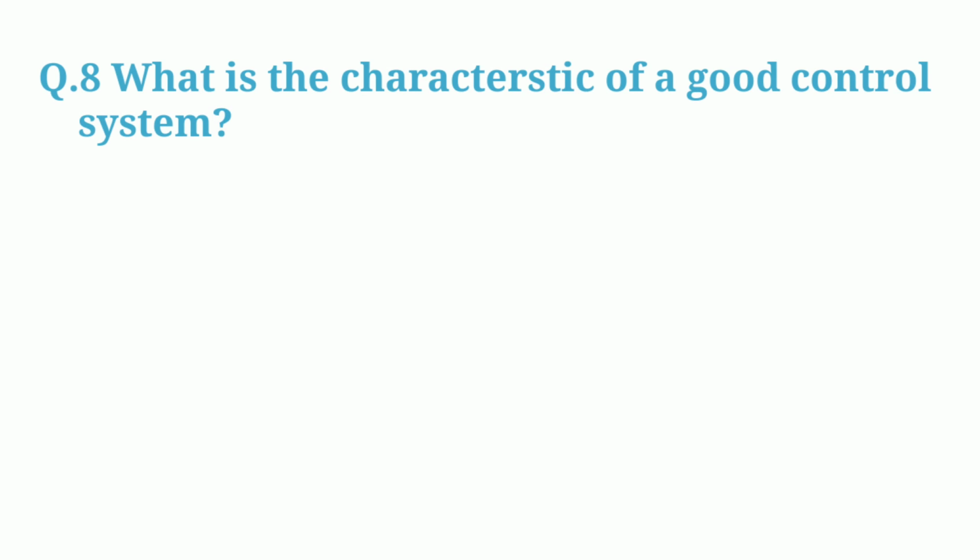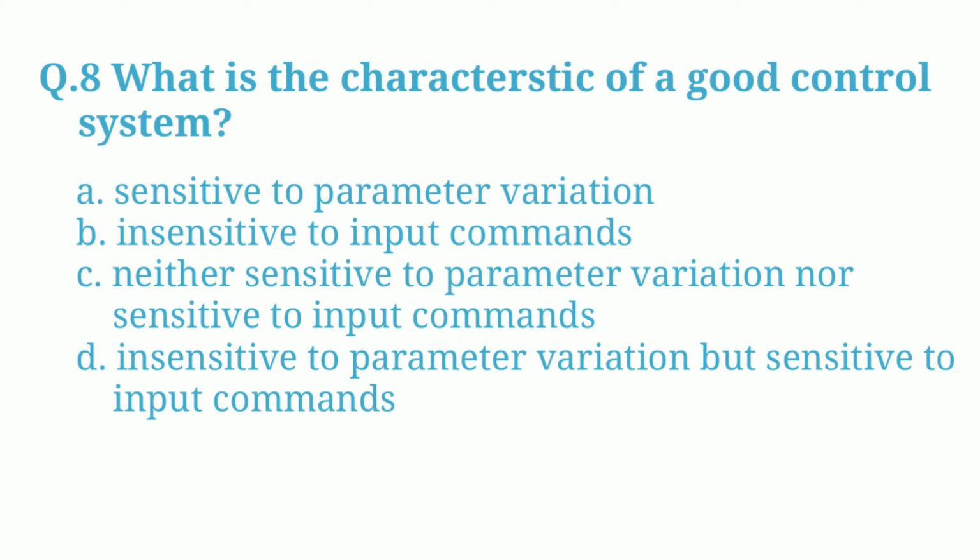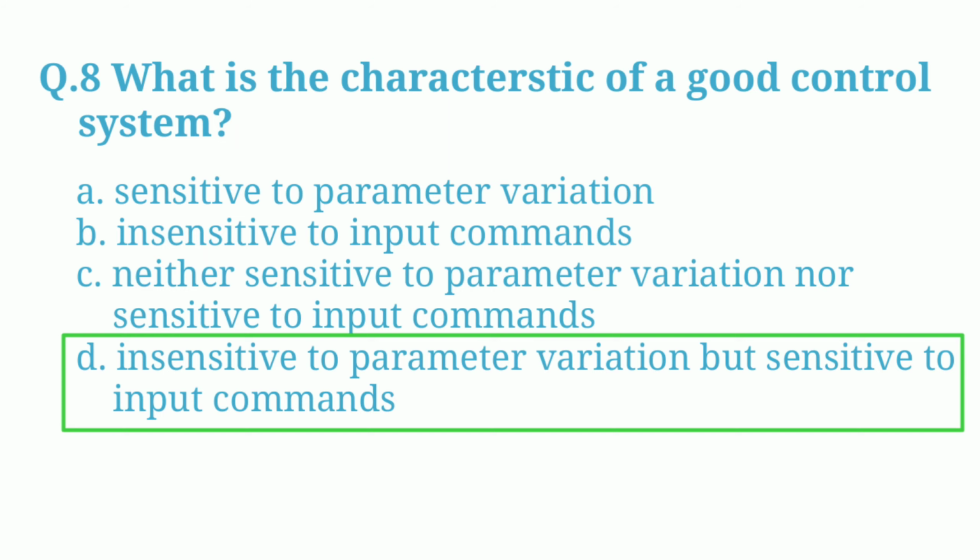Question 8. What is the characteristic of a good control system? A. Sensitive to parameter variation, B. Sensitive to input commands, C. Neither sensitive to parameter variation nor sensitive to input command, D. Insensitive to parameter variation but sensitive to input commands. And the answer is insensitive to parameter variation but sensitive to input commands.